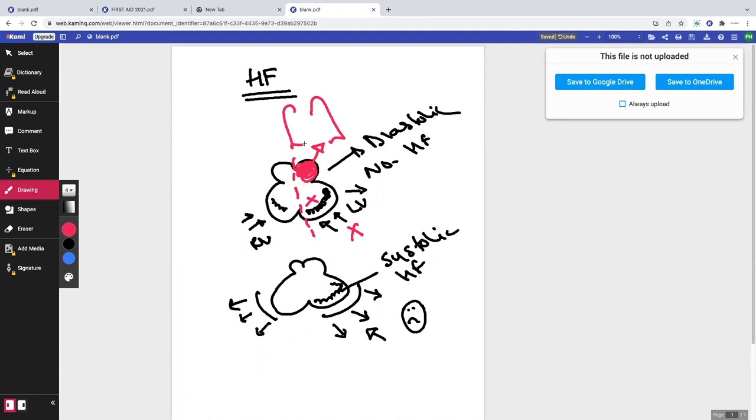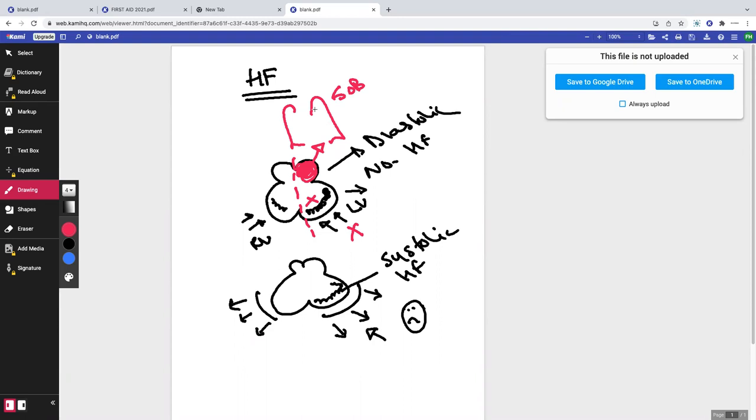So can we get pulmonary edema due to all the venous congestion? The answer is yes. Okay, so that's that. So what sort of signs and symptoms will patients of left heart failure come with? Can the patient of left heart failure come with shortness of breath? Yes or no? The answer is yes. Patients will come with shortness of breath.